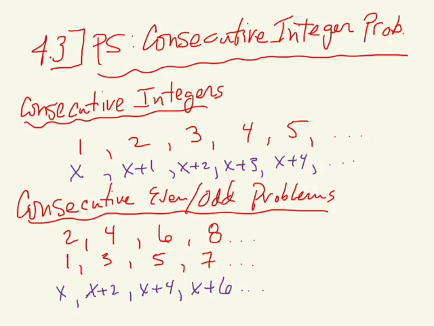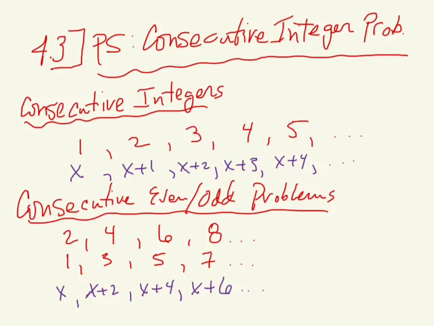Consecutive even integers look like this: 2, 4, 6, 8. If the first integer is x, the second one is 2 more than that, x plus 2. The third one is 4 more than this, 2 plus 4 is 6. The fourth one is 6 more than this, 2 plus 6 is 8.